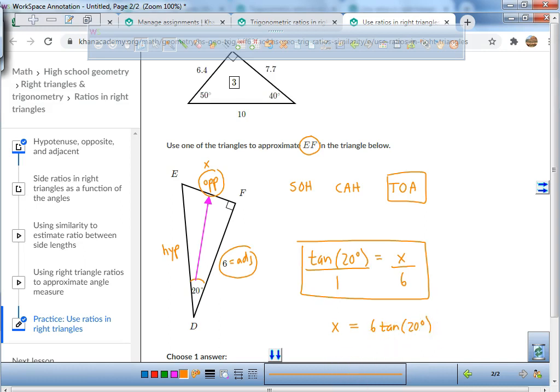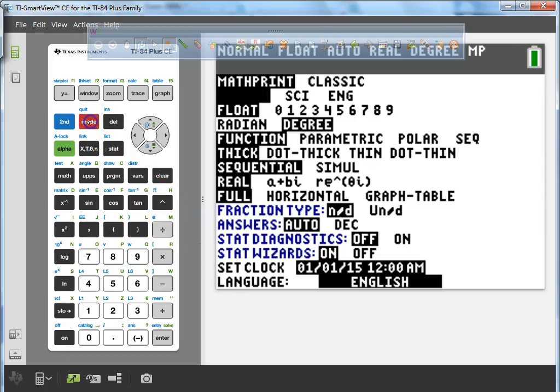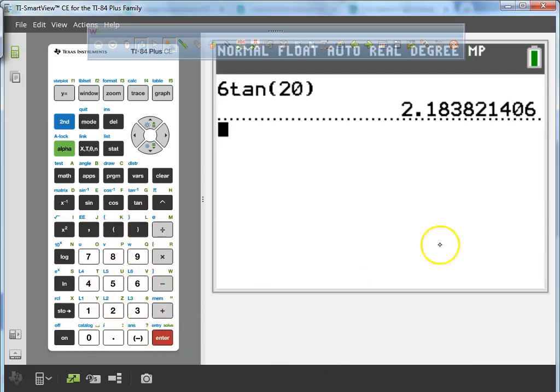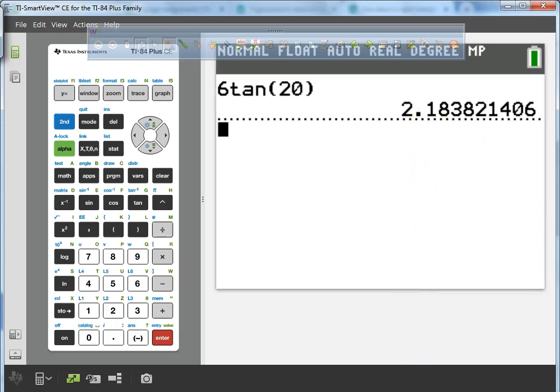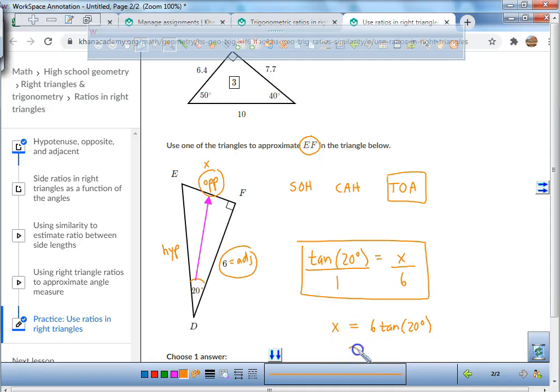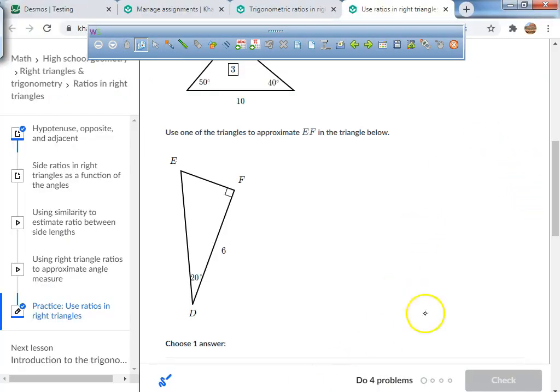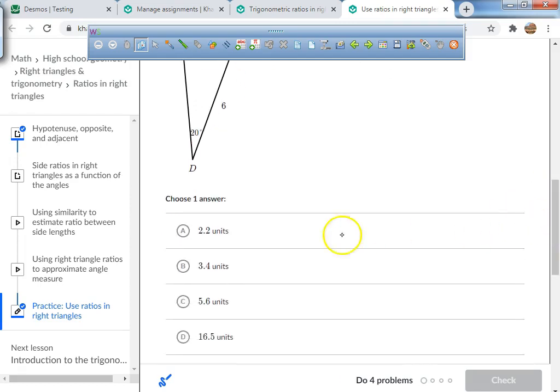Now, whenever you're doing this, you got to make sure that whatever calculator you have, it's in degree mode. So all I'm going to do right now is type in 6 tangent 20, press enter. I get 2.18 or 2.2, so I'm going to look for an answer that's approximately equal to 2.2. That would be the side length from E to F. So let's look for 2.2. Okay. Oh, there it is, 2.2.